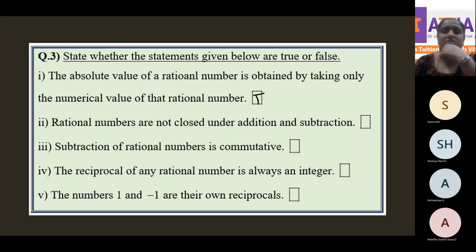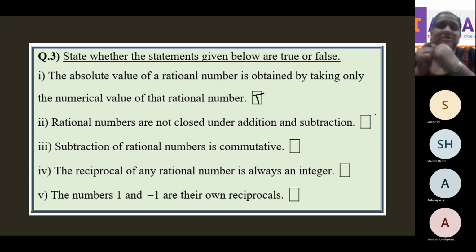Rational numbers are not closed under addition and subtraction. Ma'am, it's false. It's false because they're closed under addition, right? Yes, ma'am. What about subtraction? They're not closed under subtraction, ma'am. Children, please think again. Ma'am, maybe it is closed under subtraction, but it's written "are not." Okay, then is the statement true or false? If it is false, what's the correct statement? False. The correct statement would be rational numbers are closed under addition and subtraction.